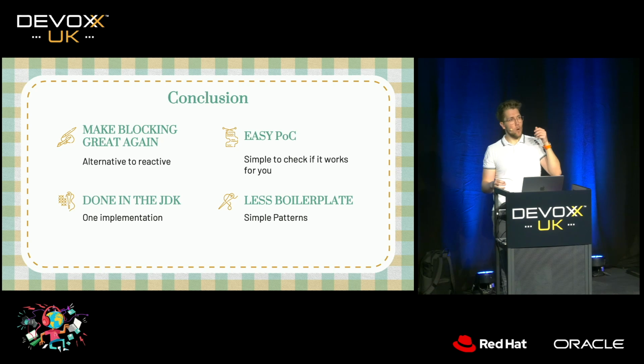And I think it's also really easy to do a proof of concept, because if you wanted to do this with reactive programming, where you have a bottleneck in your application, you would have to rewrite a huge part of your application in reactive, even down to the database layer, to see if this really makes your application faster. But in this case, we don't have to. We can just enable virtual threads and then see if this is working or not, or if we have any issues. Also, what I really like is that it's done in the JDK.